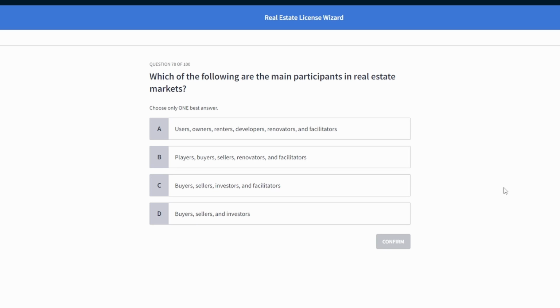All right, 78. Which of the following are the main participants in real estate markets? A. Users, owners, renters, developers, renovators, and facilitators.